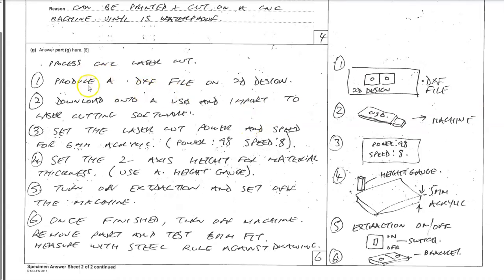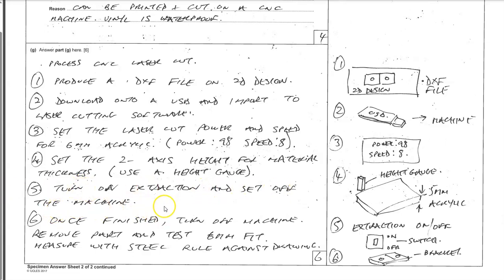Then I've chosen laser cutting, which you're all familiar with. You produce a DXF file on 2D Design. You download onto a USB and import to the laser cutting software. USB into the machine. Set the laser cutter power and speed for the 6mm acrylic. So again, I've talked about the material and the settings. Number 4, I've set the Z-axis height for material thickness using a height gauge. So the height gauge is the tool. Okay. Good. Turn on the extraction and set off the machine.